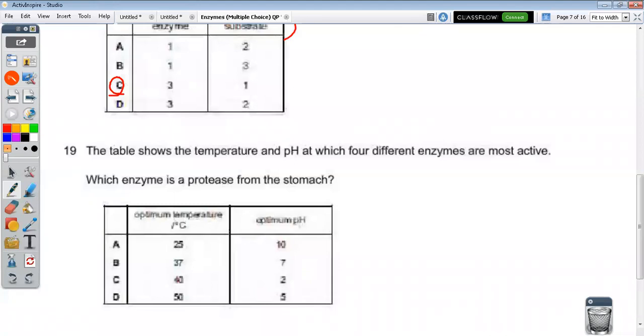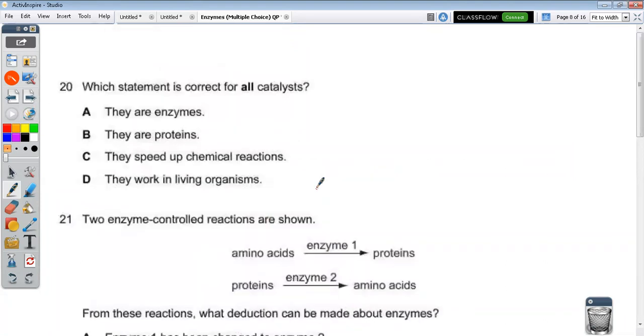Which enzyme is protease from the stomach? So optimum pH, because it's a human digestive, 37. But you see, this is wrong here, because protease in the stomach has to be acidic. So what will be the best answer there? 40 degrees and C. 2. Acidic condition. Number 20 then.